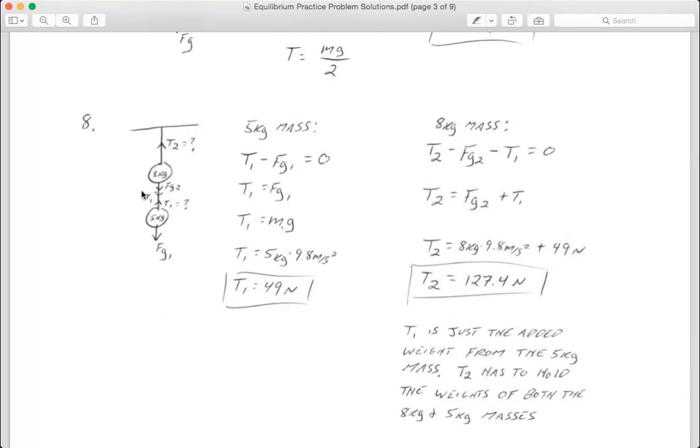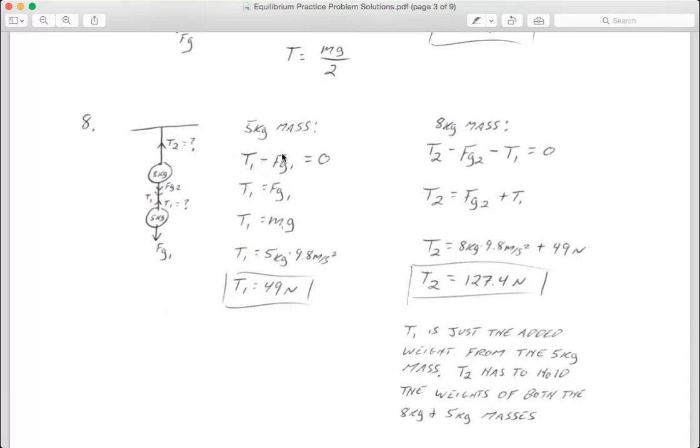For the 5-kilogram mass, which is hanging down here at the bottom, it doesn't know, this rope here, tension 1, it doesn't know if it's hanging from another mass or the ceiling. So we can treat this one like just an object hanging from the ceiling. So what arrows are acting on it? Tension 1 goes up, force of gravity pulls down. That's where my equation comes from.